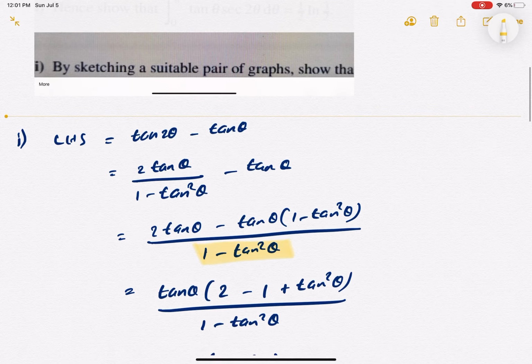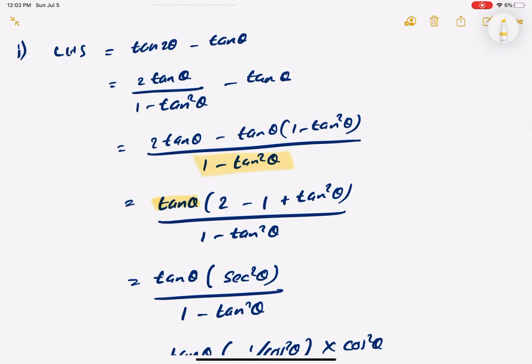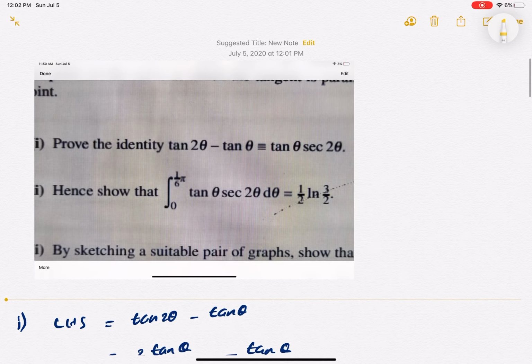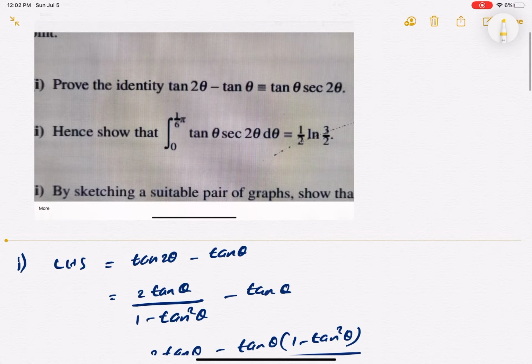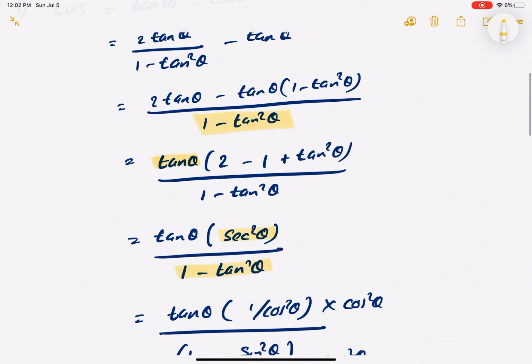And what I did was I have taken tan theta as a common factor out and then simplified this, which will give me tan theta into sec square theta over 1 minus tan square theta. If you look at the answer, we already have tan theta there, and the only thing missing is sec 2 theta, which I would be trying to simplify by using sec square theta over 1 minus tan square theta.